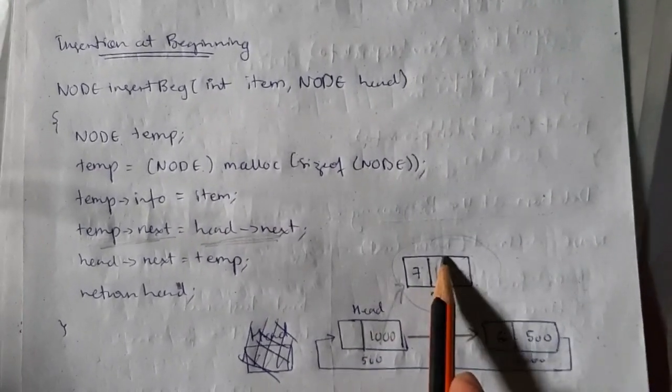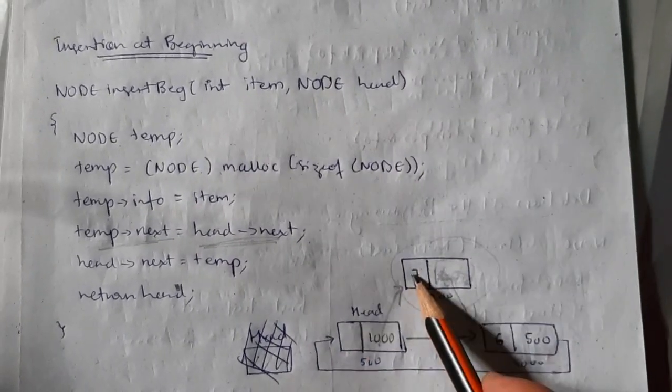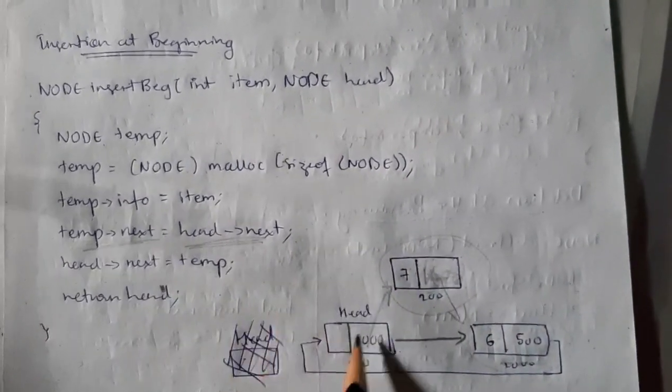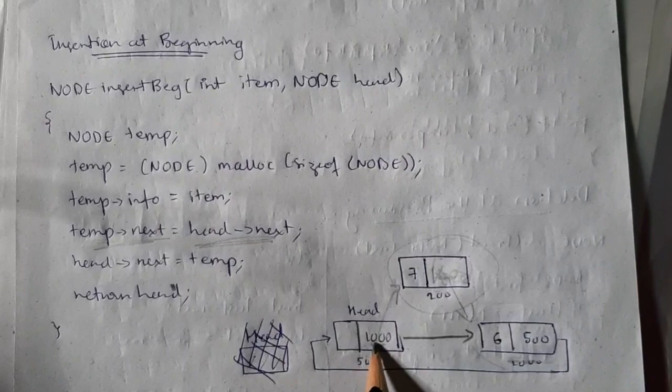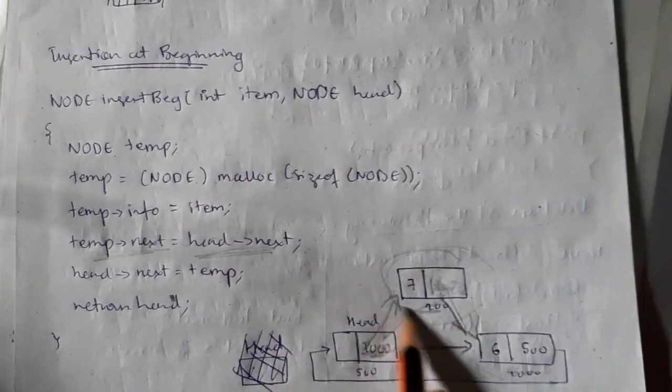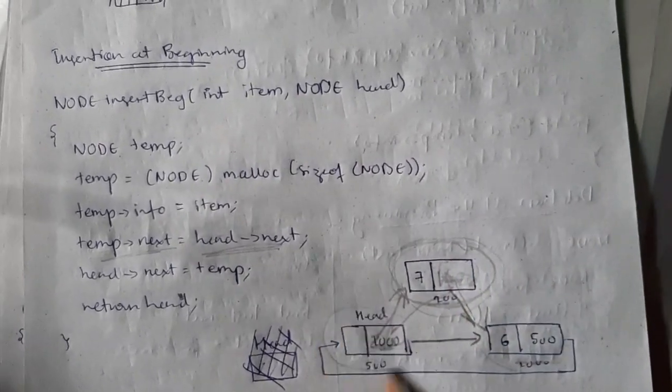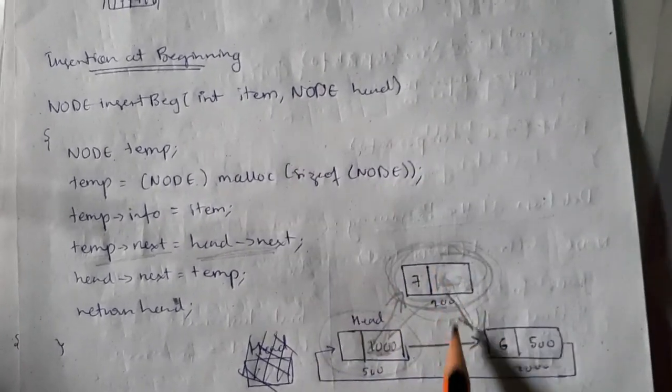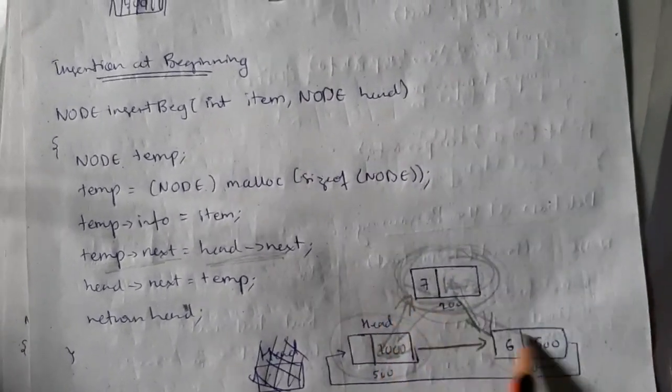So when this location is stored here, I have to make the connection from head to this, right? So head arrow next is equal to temp. That means this is head arrow next. What should it store? Next. Next is 200. So 200 will be stored here. Then this is the first node. Don't confuse this with the first node. This is the first node which is inserted at the beginning. The list starts from here, okay.